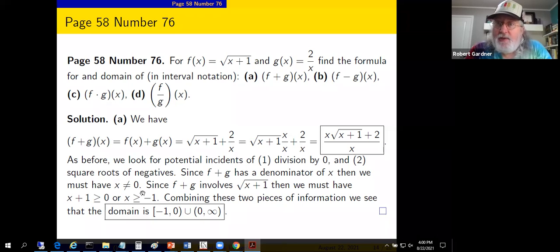Any other constraints? Yeah, you're also taking square roots. It involves the square root of x plus 1. Well, then x plus 1 must be greater than or equal to 0, must be non-negative. So we'll take x plus 1 is greater than or equal to 0. That is, x is greater than or equal to -1, subtract 1 from both sides. So we need both of these to occur. X greater than or equal to -1, with that alone, in interval notation, is the interval from -1 to infinity, just this part here.